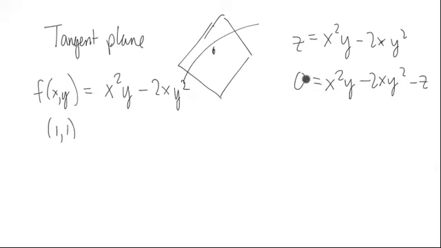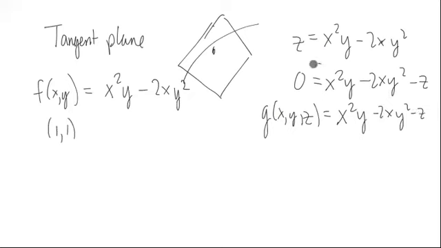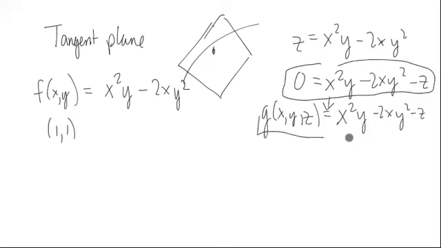Now, if we introduced another variable here and made this a new function, like g of x, y, z, so we have 3 inputs, then we're working with what you would call a level surface of this function. Because this function has 3 inputs, you have an altitude in a 4th dimension that we can't visualize. However, if you set this equal to 0, it's as if you've set this variable to be a constant. So this is like a level surface.